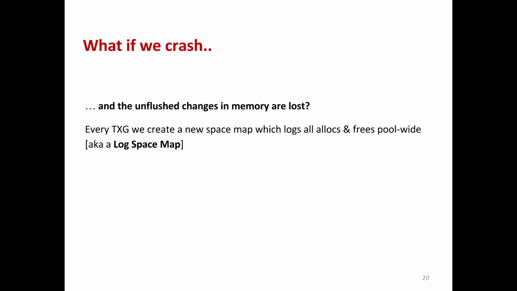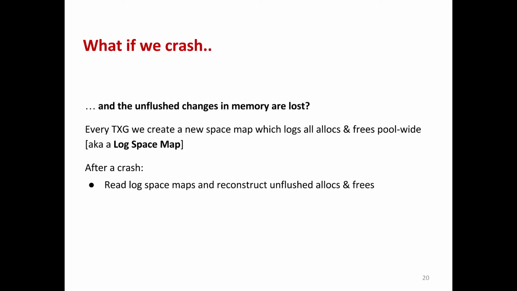And here's where the log space map comes into play. So for persistence, in case we crash, each TXG we're creating a new pool-wide space map which logs all the allocations and the frees that happened pool-wide, not just for a specific metaslab or a specific VDEV, but for the whole pool. So by writing this every TXG, we still have the persistent state of the unflushed changes per metaslab on disk, which means that after a crash, we can just go and read them and reconstruct all this unflushed state.